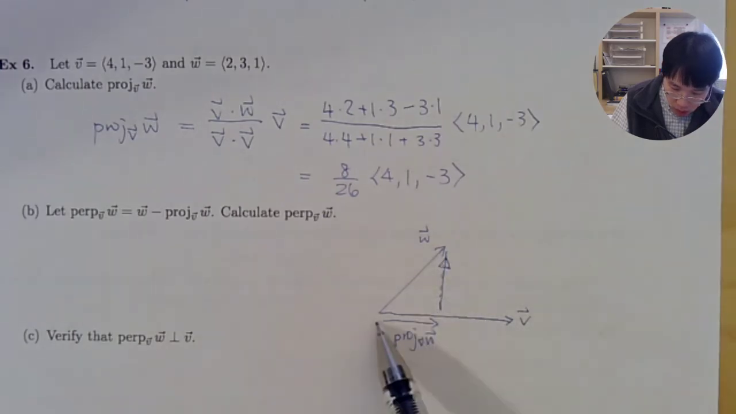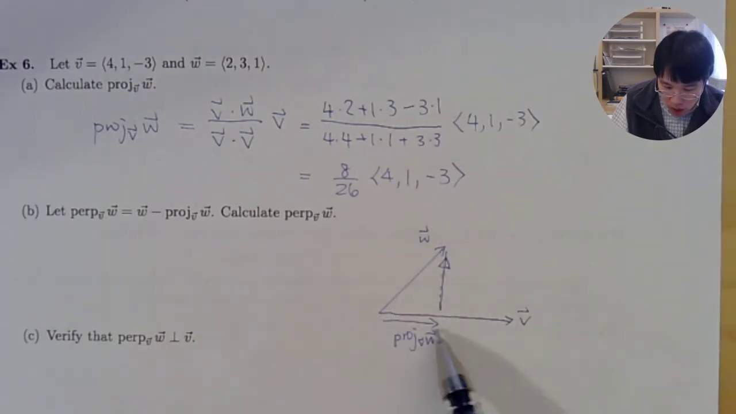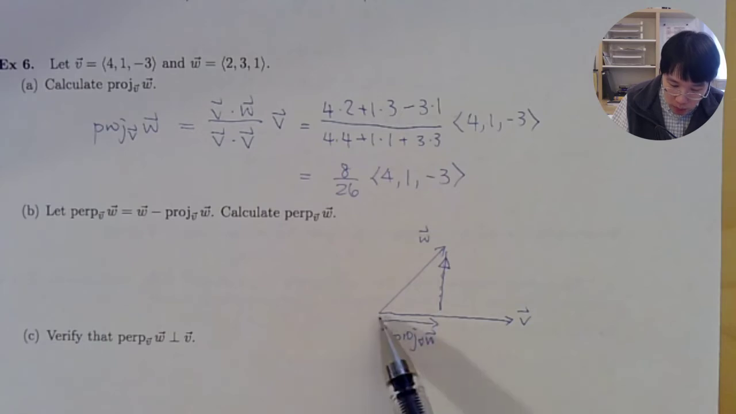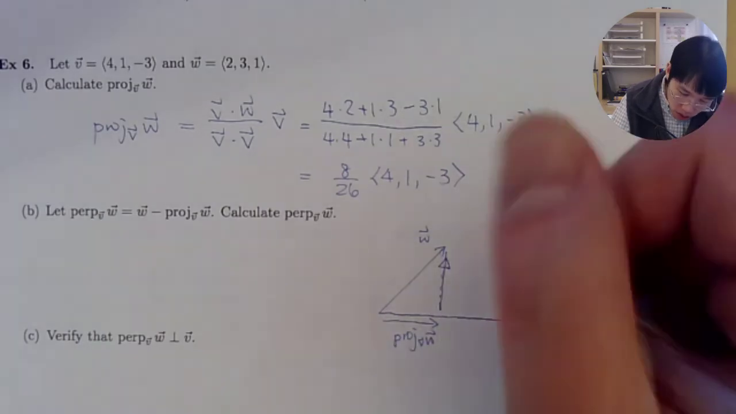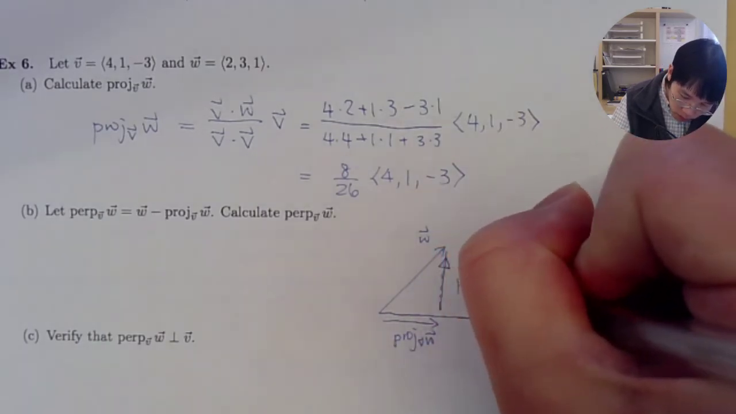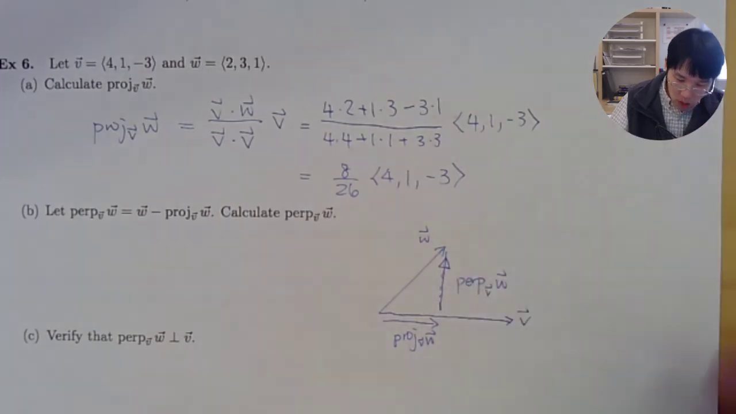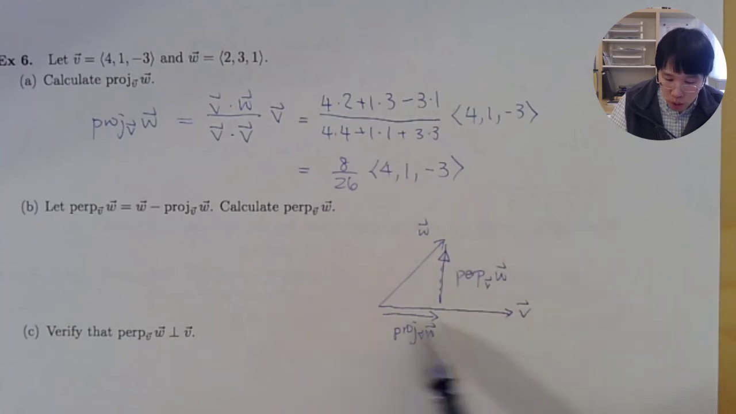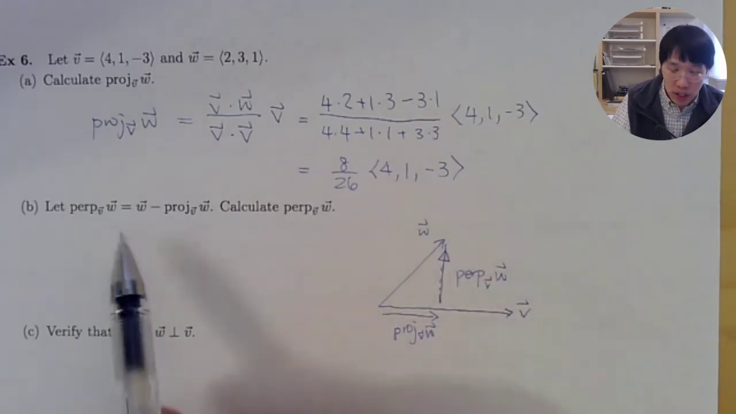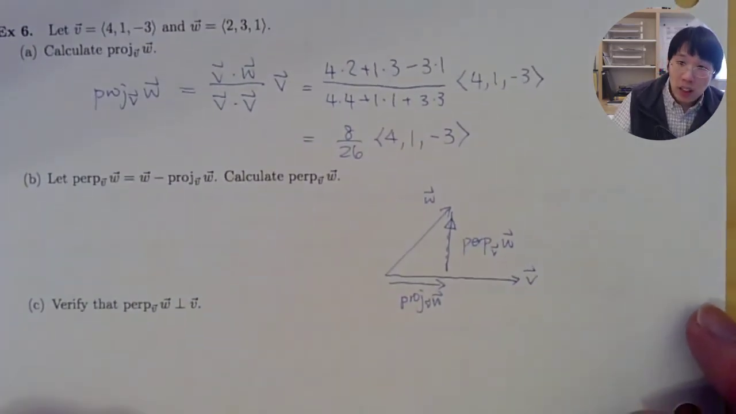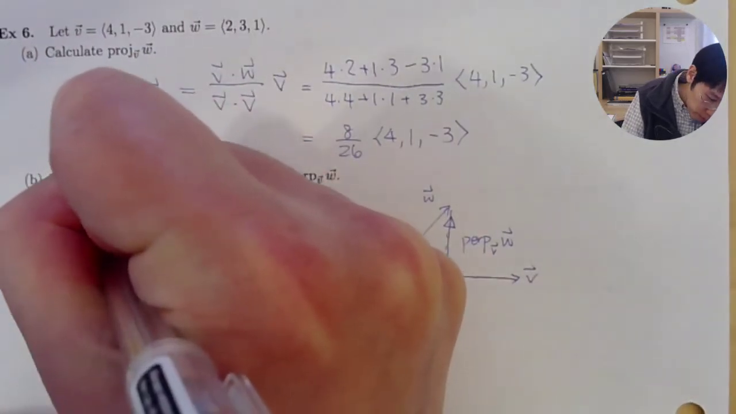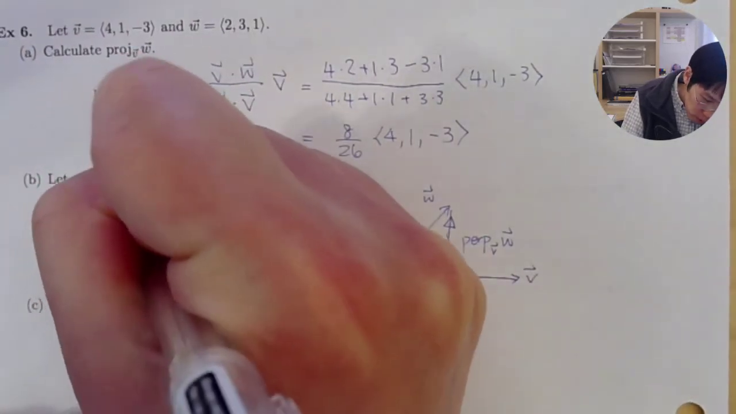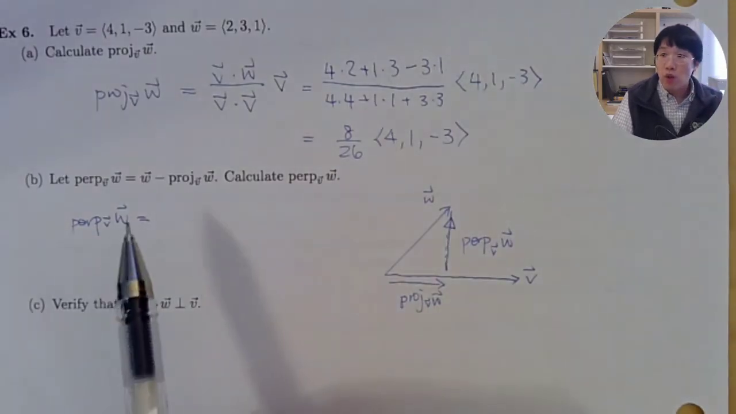This is W, and then add the reverse of this vector. So we go from here, blah, blah. Oh, that's the same as this. And this is perp VW. In other words, perp VW gives us the perpendicular portion, and a projection gives us the parallel portion of W. And notice that these two add up to W, and that's how we define it here. So we can calculate perp VW directly based on this formula.